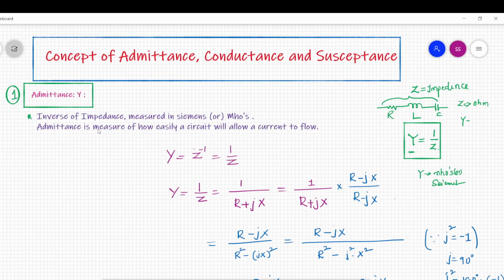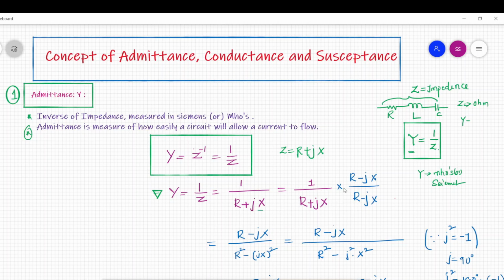So what is admittance? Admittance is a measure of how easily a circuit will allow a current to flow. This measures the circuit behavior that allows current to flow. Here Y equals Z inverse, the inverse of impedance is called admittance, that is 1 by Z. So Y is equal to 1 by Z, where Z equals R plus jX. Let us substitute Z equals R plus jX here.